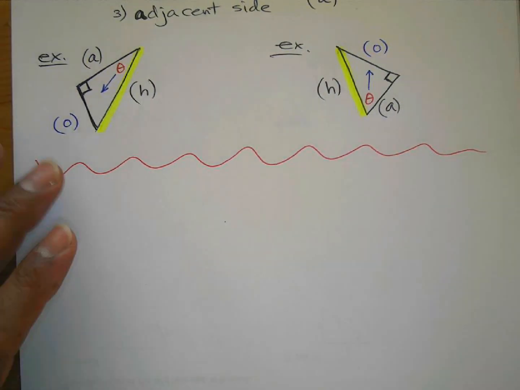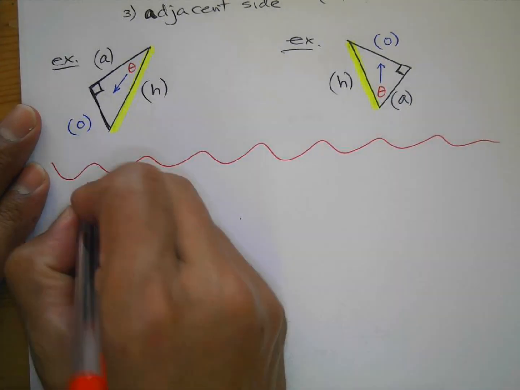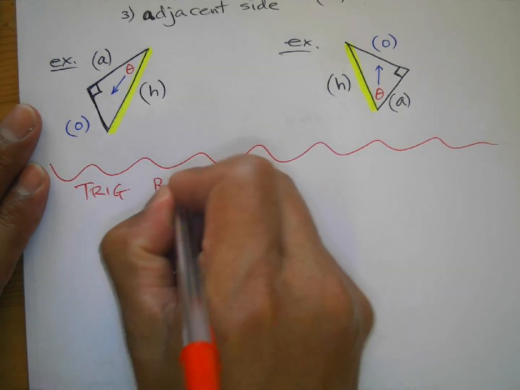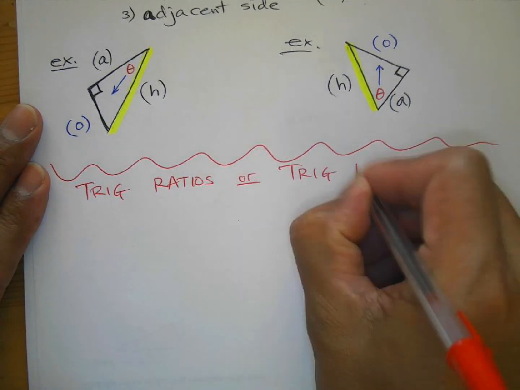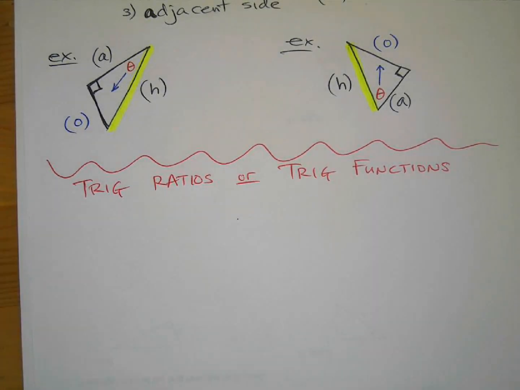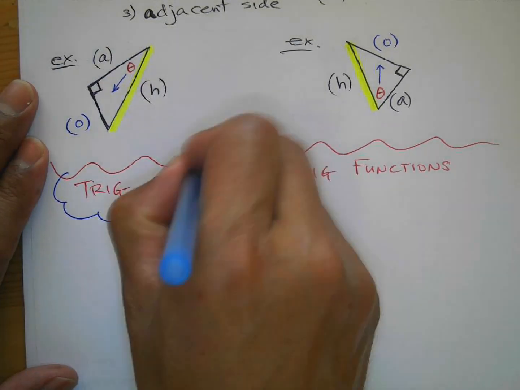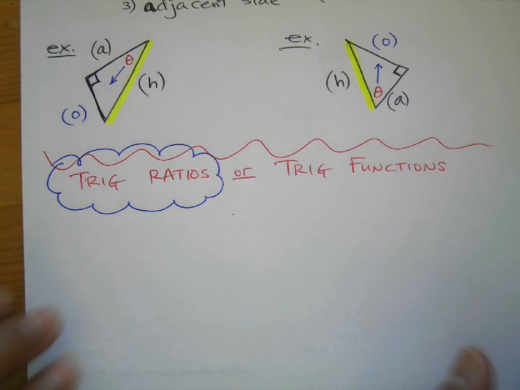Okay, trigonometric ratios, or the trig ratios, or trig functions. Remember that? Trig ratios or trig functions, right? Trig what? Functions, same thing. They're talking about the same thing. Okay, there's three of them. Three trig ratios or three trig functions.